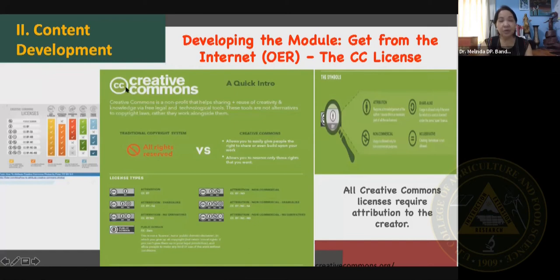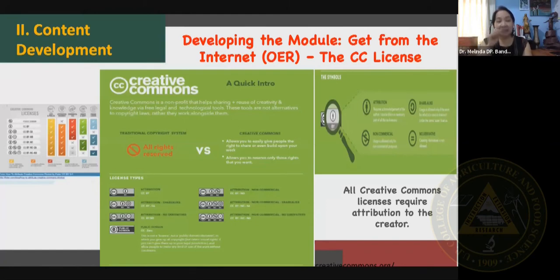Logo, the CC logo, and then look at these different logos as well, which will guide you on how you will use this material. So all Creative Commons licenses require attribution to the creator. So yun yung ano lang natin.